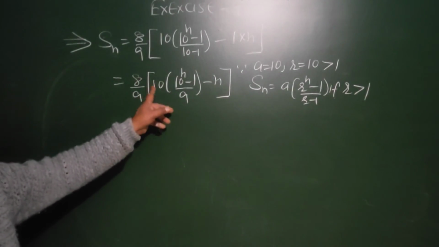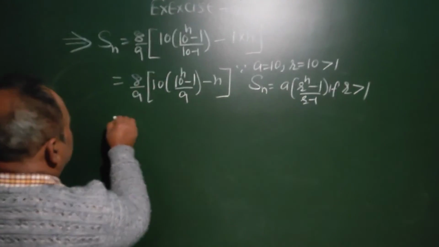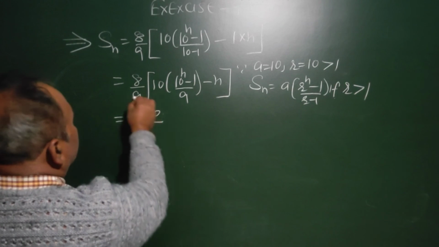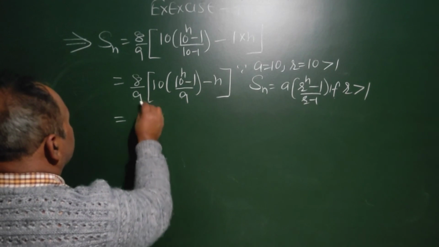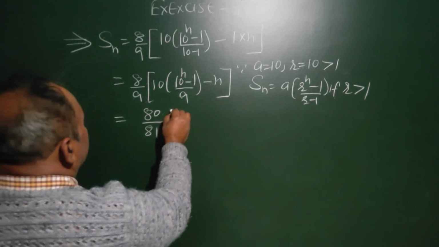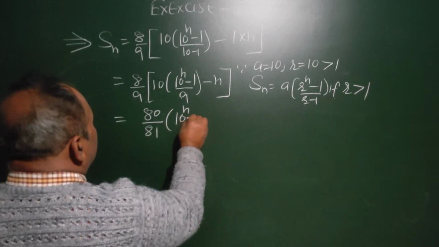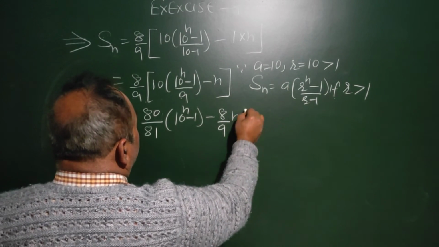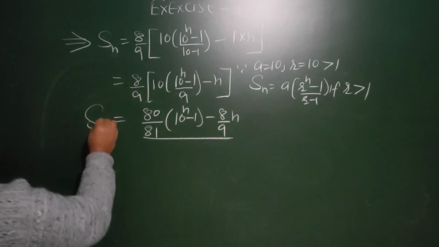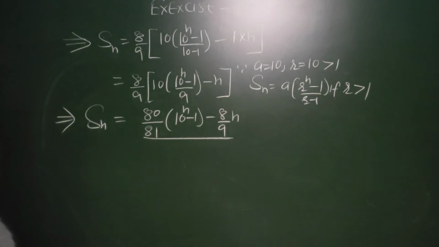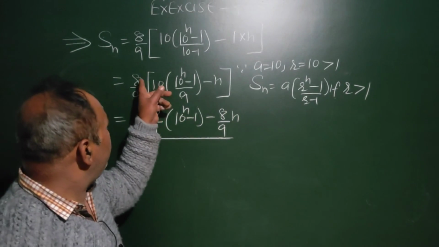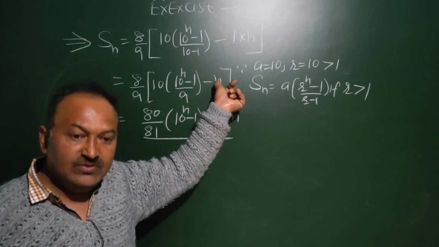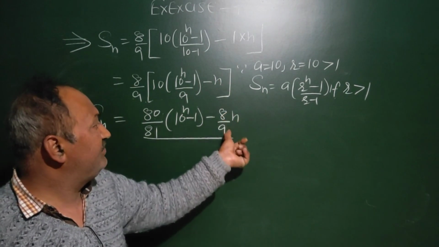Multiplying by 8 by 9, we get 80 upon 81 into 10 raised to power n minus 1 minus 8 upon 9 into n. That is the value of Sn. You have to multiply 8 by 9 to both this and also this n. That is 8 by 9.